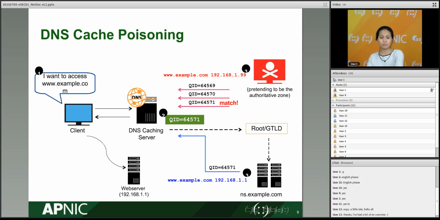But what if it's coming from this attacker over here? Since it came early, it matches the query ID. I will accept it and forward it to my client. My client is now connecting to a dodgy web server. Maybe this web server pretends to look like your bank website, so it fools your client into logging in with his credentials, his username perhaps, his credit card, his password, and then that information is gathered by the attacker.